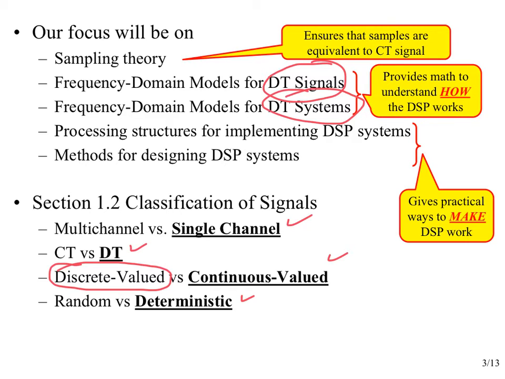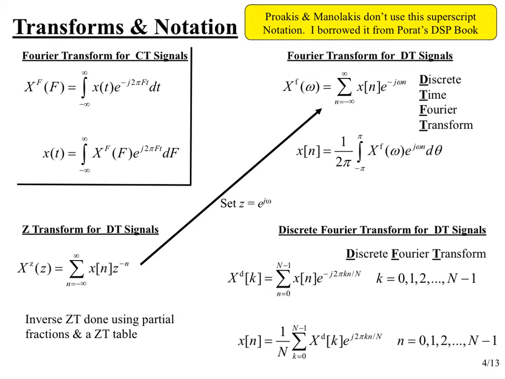Then we've got random versus deterministic, and there are entire courses that focus just on the random part, and so in this course we'll focus entirely on the deterministic case. So I encourage you to read that section to get a little bit more insight. What I want to talk about here is some notation.